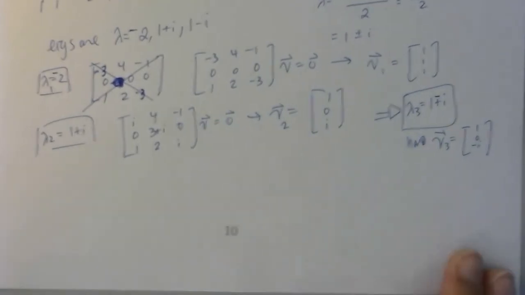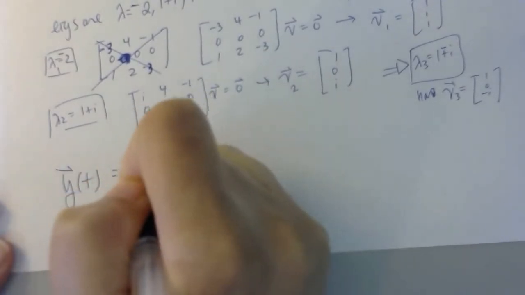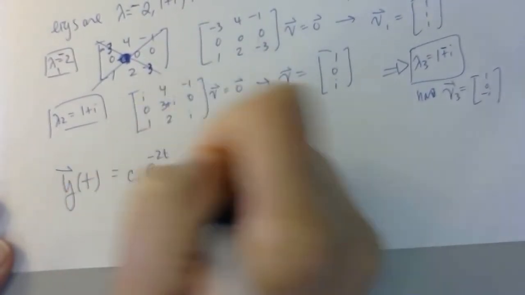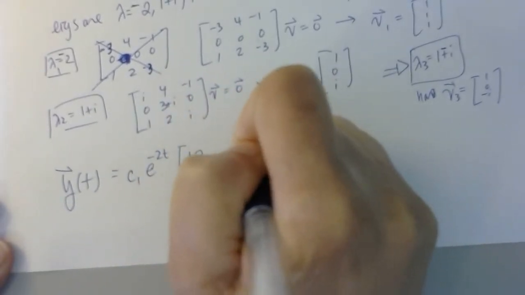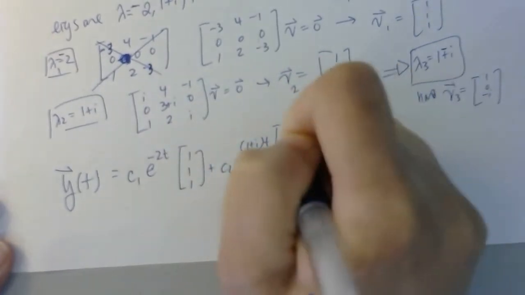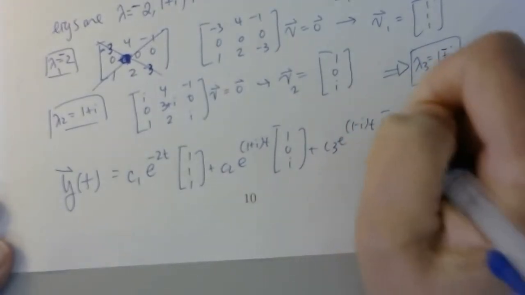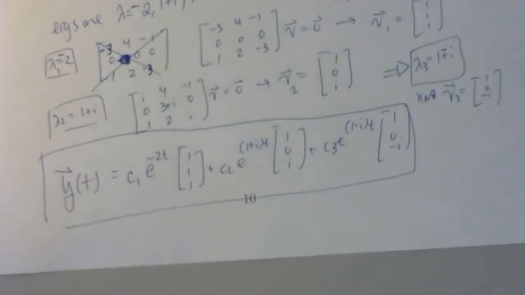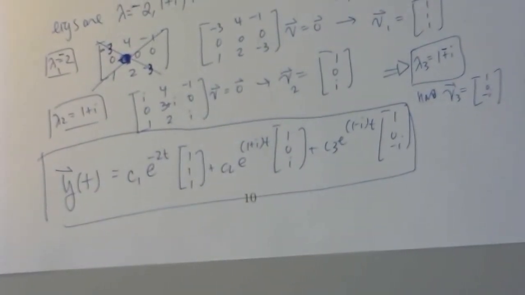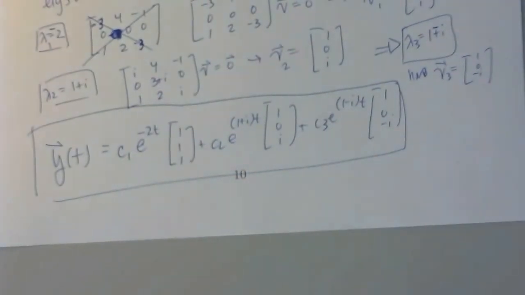Okay. So the general solution here, y of t, is going to be c1 e to the minus 2t times (1, 1, 1), plus c2 e to the (1 plus i)t times (1, 0, i), plus c3 e to the (1 minus i)t times (1, 0, minus i). Great. No problems, right? The only issue is for the third part, I want to understand the norm of this guy as t goes to infinity.